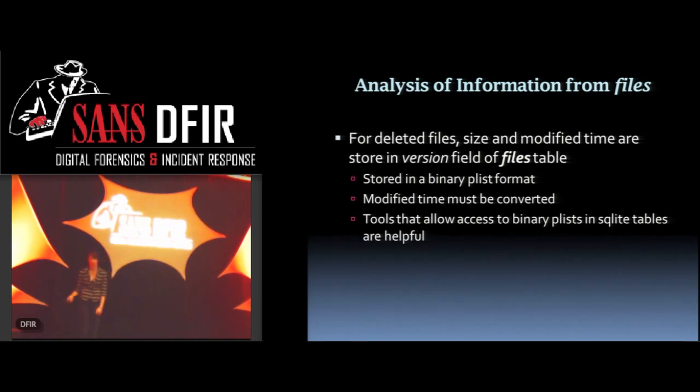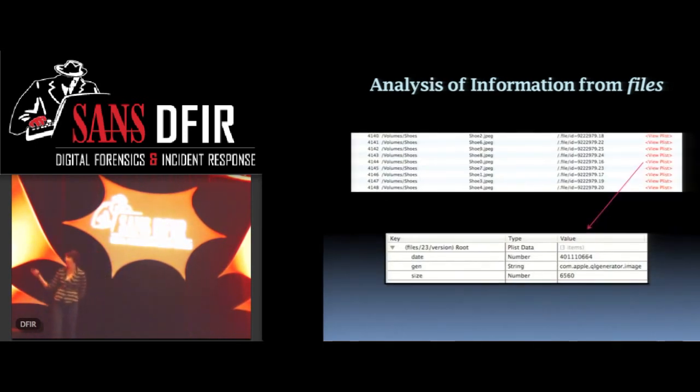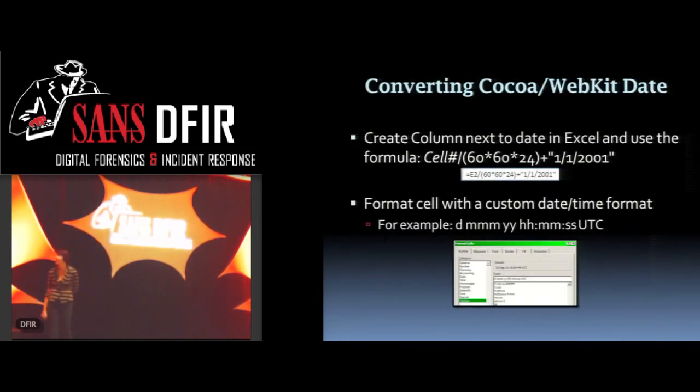Okay. Version field, remember, binary plist. Modified date and time has to be converted. If you have a tool that'll look at this binary plist, that's very helpful. Here's showing you how you click it. You click View plist, and there's the information. It's like magic. Okay. Here's your date for converting.